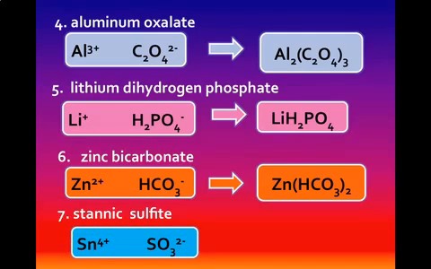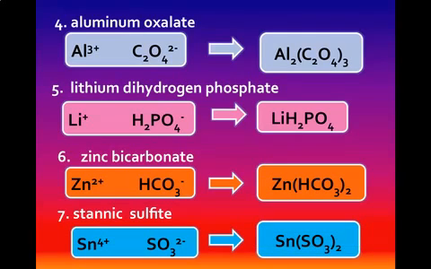Stannic is +4 and sulfite is -2. So I'm going to use those crossover, but remember this time I want the lowest ratio, so I'm going to reduce it. So it would put a 2 on the tin and a 4 on the sulfite, so I'm going to reduce that to 1 and 2.